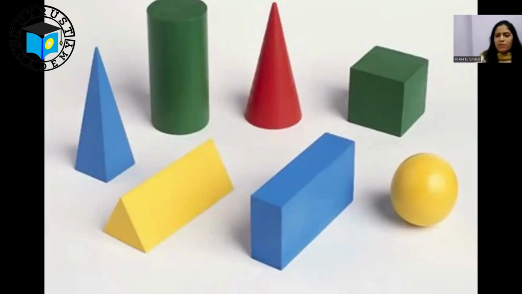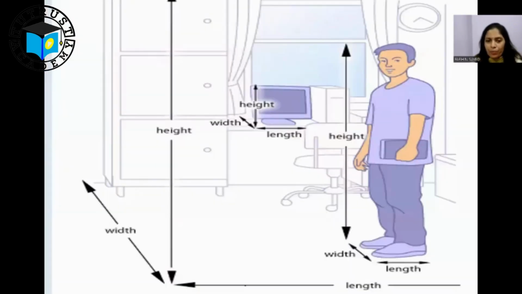These are a few shapes that we're going to identify and learn their properties. But before we start, what are 3D shapes? What does the D stand for? The D stands for dimension. When I say 3D, it means three-dimensional shapes, shapes that have a width, a height, and a length.